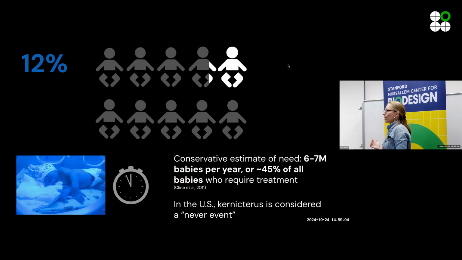The other thing to know is that in the US, we consider kernicterus, which is the brain damage from untreated severe jaundice, to be a never event. Do you guys know what other never events are? Just to give you a sense. It's like operating on the wrong body part. Or you do surgery and you leave a tool inside the body. So it's preventable, it's easily preventable, and it's considered a never event here.